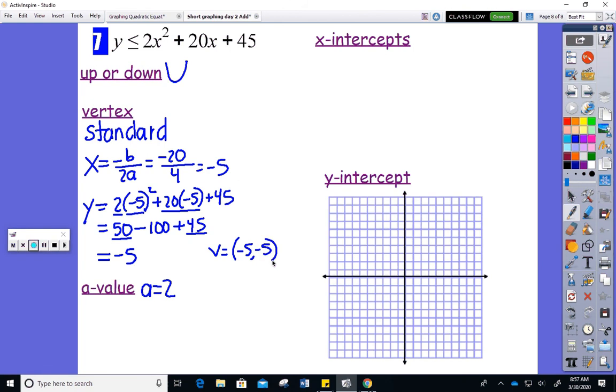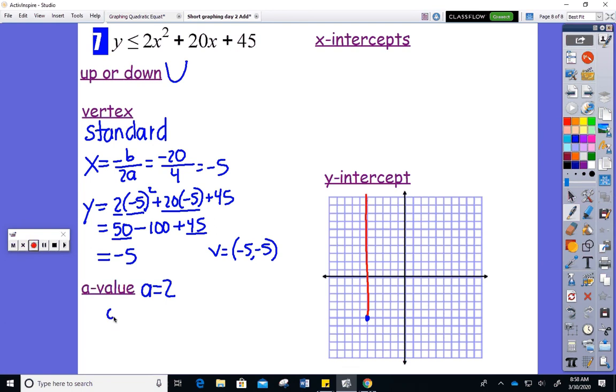Okay? So let me plot those points. So 1, 2, 3, 4, 5, 1, 2, 3, 4, 5. Let's see here. Axis of symmetry would extend upward from the vertex since the parabola opens up. Let's see, my a value is 2.